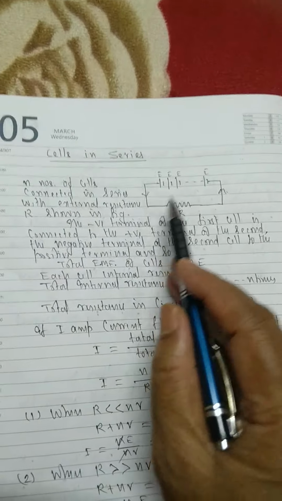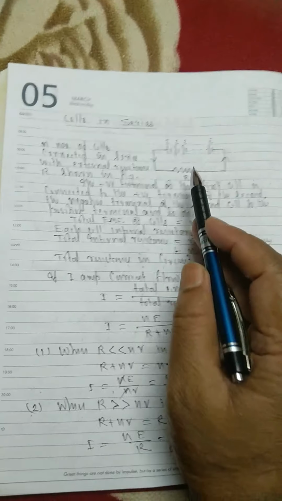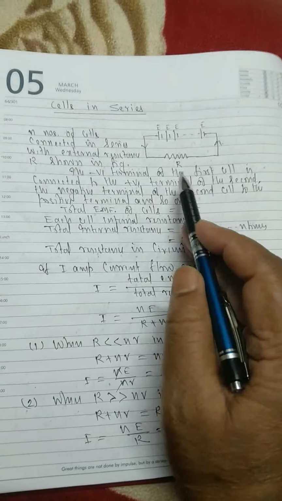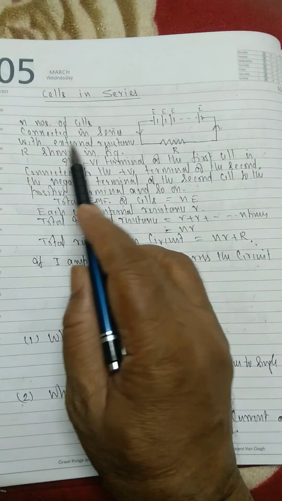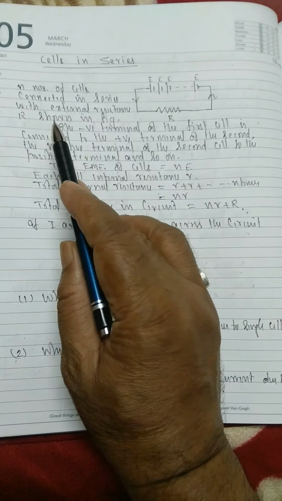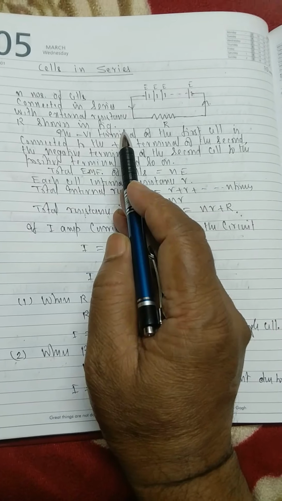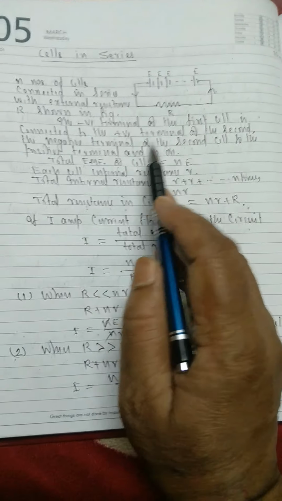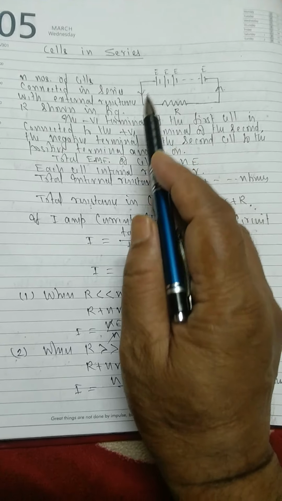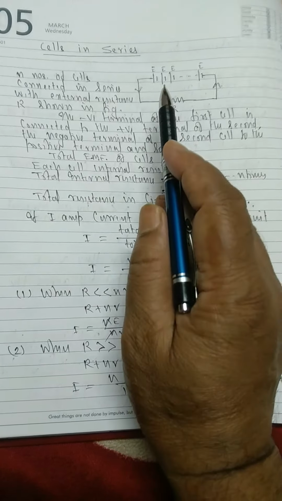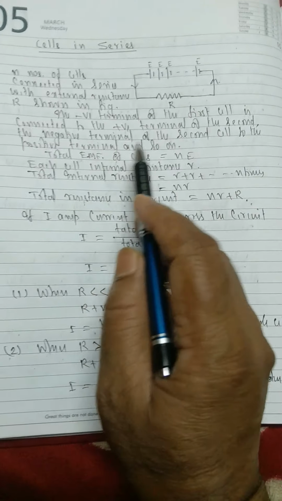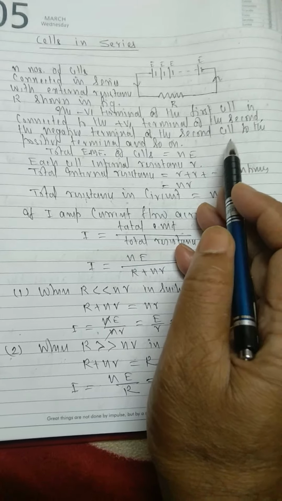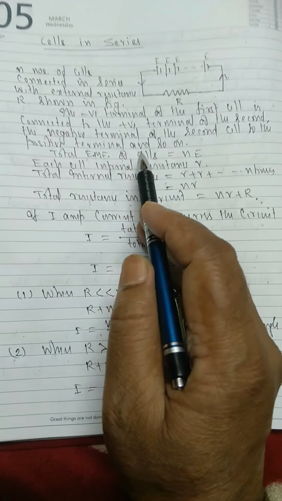Now next, cells in series. Here n number of cells are connected in series with external resistance R, as shown in the figure. The negative terminal of the first cell is connected to the positive terminal of the second, and the negative terminal of the second cell is connected to the positive terminal of the third, and so on.